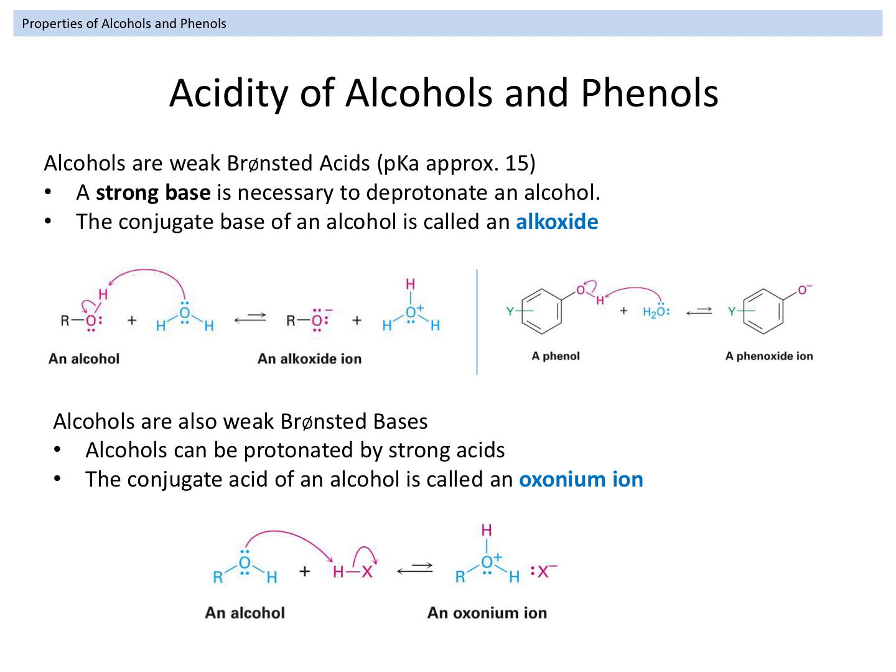Alcohols and phenols exhibit unique acidic and basic properties due to the presence of the hydroxyl group. Understanding these properties helps us predict their behavior in various chemical reactions. Alcohols are weak Brønsted acids, with a pKa value of approximately 15. This indicates that they do not easily donate their hydrogen ion or proton. To deprotonate an alcohol, a strong base is required. When an alcohol is deprotonated, it forms its conjugate base, known as an alkoxide ion.